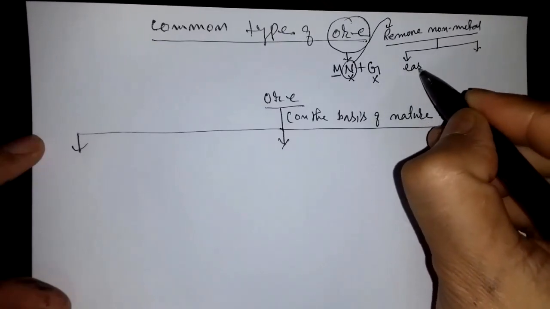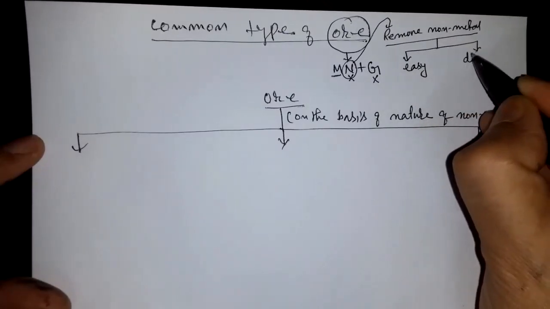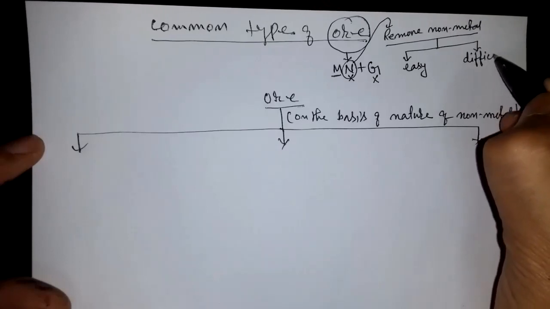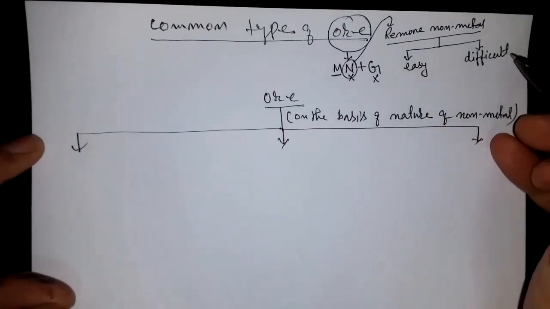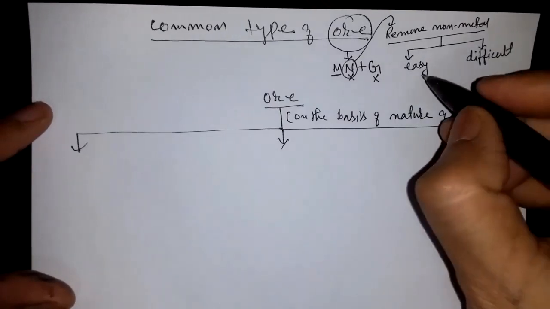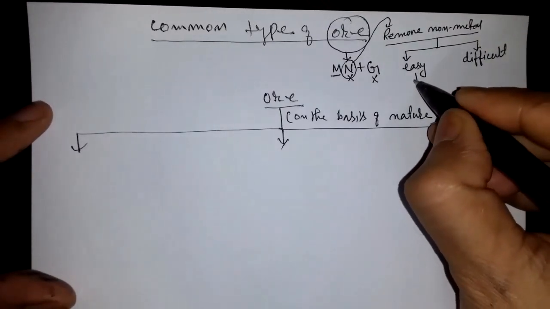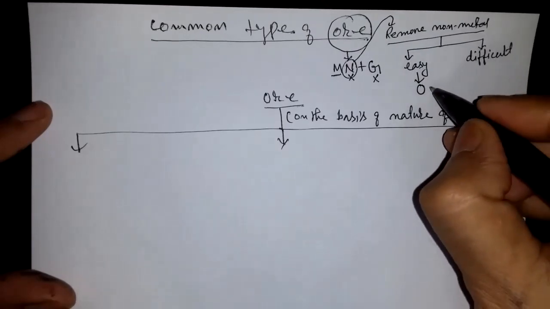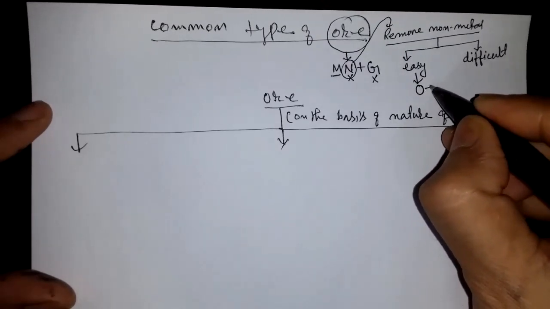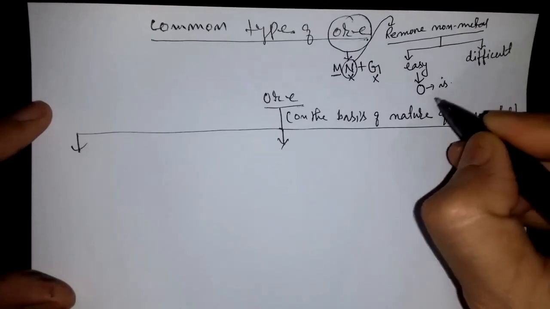Sometimes it is easy, sometimes difficult. And when it is easy, it will be profitable. When it is difficult, then it will become costly. So if the non-metal is oxygen, then it is easy to remove. Oxygen is easy to remove.